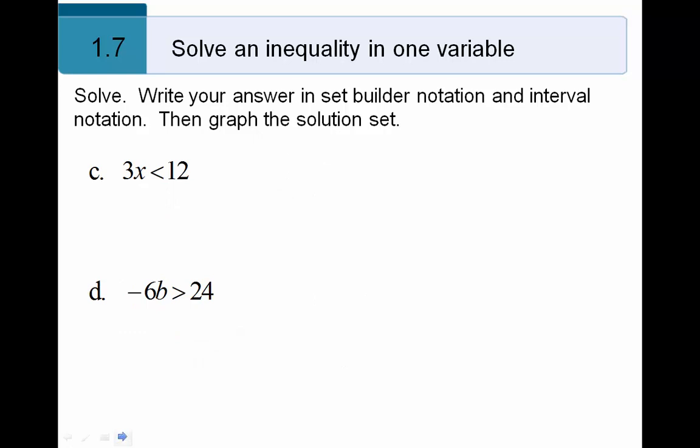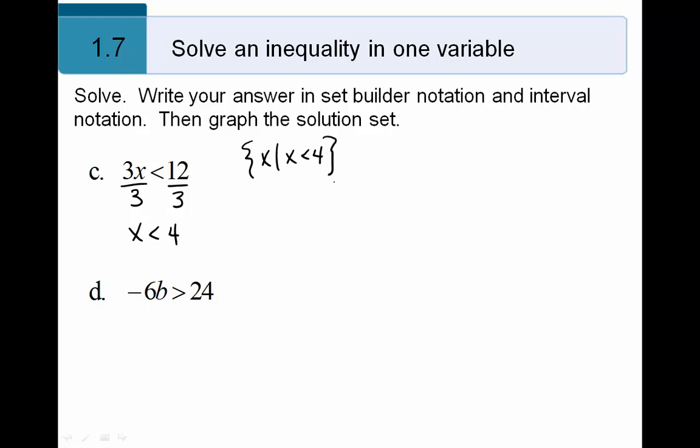Problem C. Very quickly I can see that we already have the variable on one side and the number on the other. So the only step that's required is the fourth step, and that's to remove the coefficient. To accomplish that here, we're going to go ahead and divide both sides by 3, giving us x is less than 4. In set builder notation, that would be the set of all real numbers such that those numbers are less than 4.